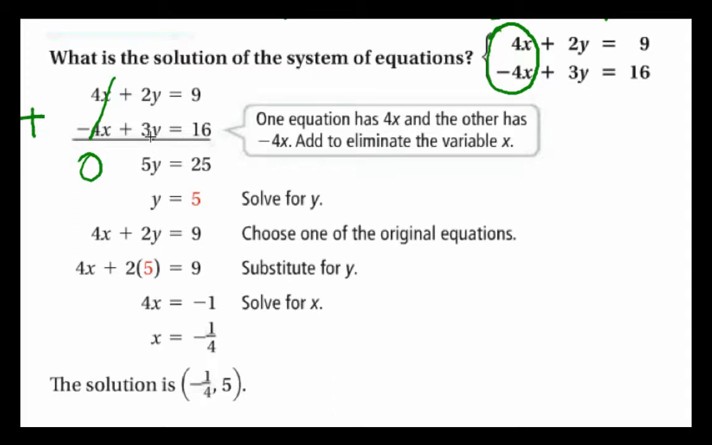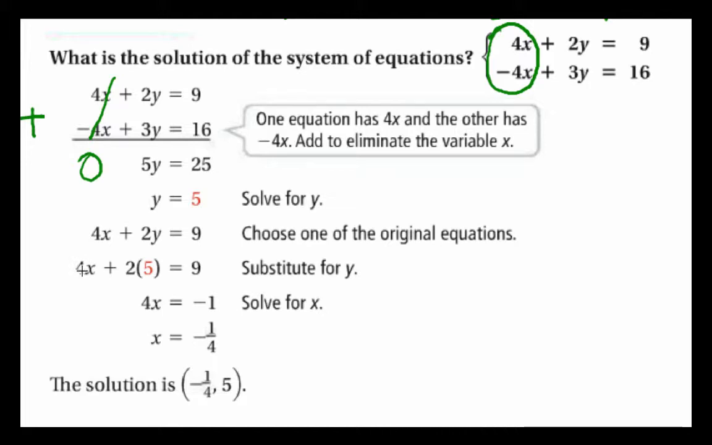So 2y and 3y added together equals 5y. 9 plus 16 is 25. Divide by 5, we get a y value of 5. After we find y, we just need to go back and find x. So choose one of the original equations, and you can see that here. They chose 4x plus 2y equals 9.